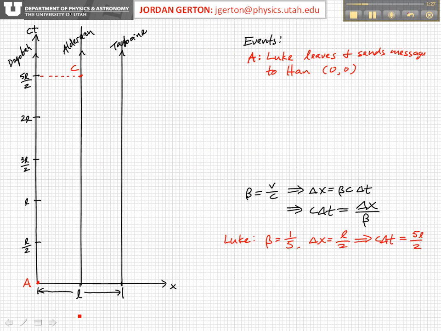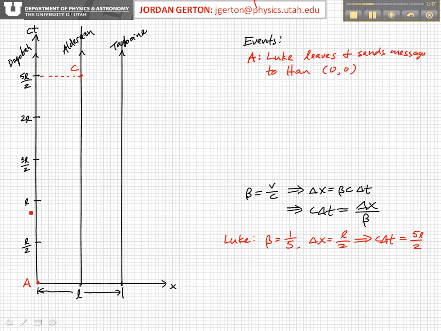Okay, so the first thing to do is to draw a space-time diagram. Okay, and that's how we're going to figure this out. And so what I've done first is I've shown the ct on the vertical axis, x on the horizontal axis as usual.